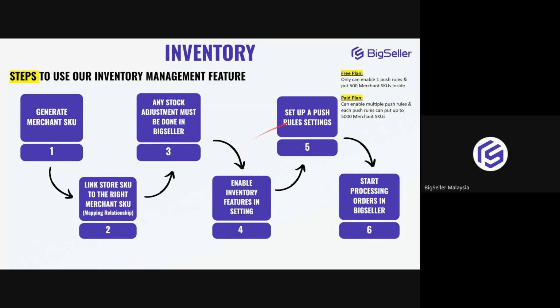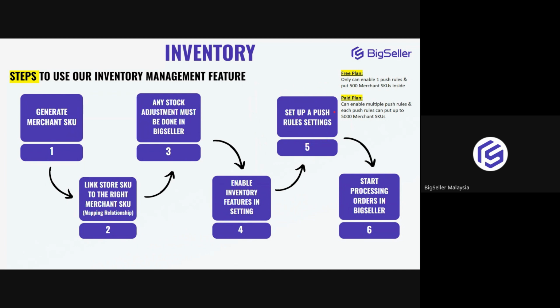Okay? Then, step number 5, set up a push rule setting. Actually, this step number 5 is the main reason why your stock will be tallied. So any stock adjustment that you do will automatically trigger the push rule setting, and an order syncing into our system will automatically trigger this push rule setting as well.